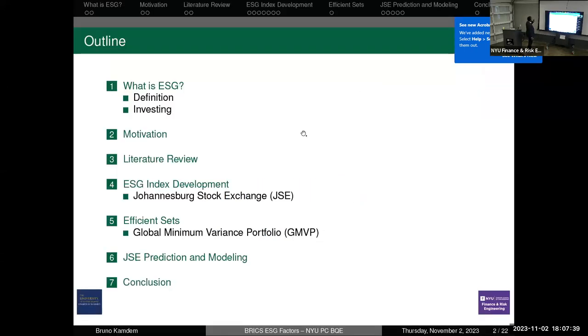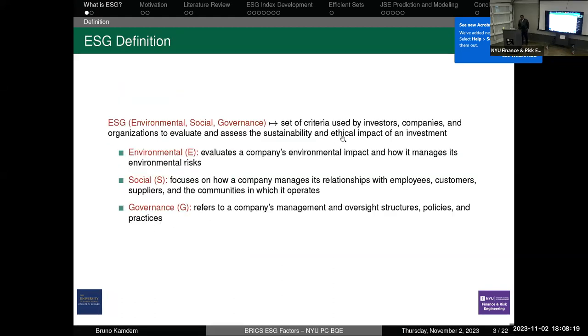Okay, great. So we're going to start by looking at ESG, the definition. Sometimes people know what ESG is, or some don't know, but most people don't know what ESG encompasses. We talk about some motivation and look at some recent literature related to what we're going to be discussing, and then get into our discussion on ESG index development, but we're going to focus on the JSE, which is the Johannesburg Stock Exchange, and then we look at the efficient set, and then the prediction and modeling, and finally make some conclusions.